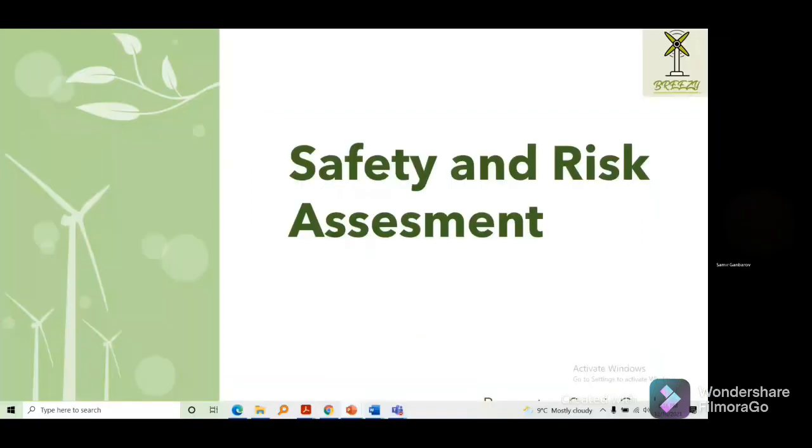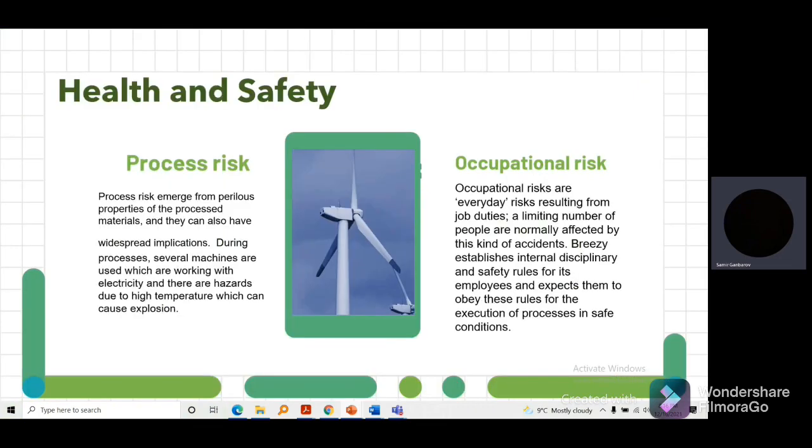It's our SWOT. Hello, my name is Amir Gambarov. Today I am going to talk about safety and risk assessment of Breezy company. In general, there are two types of risks that should be considered by every company. However, due to our limited time for presentation, I am going to mainly talk about process risk.